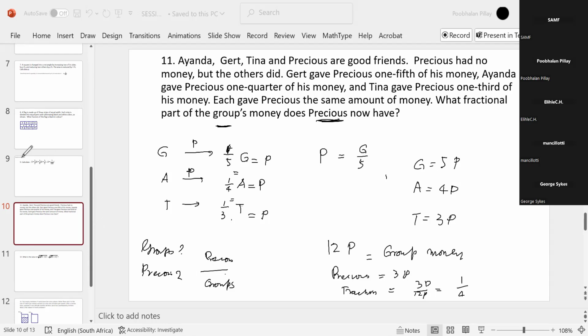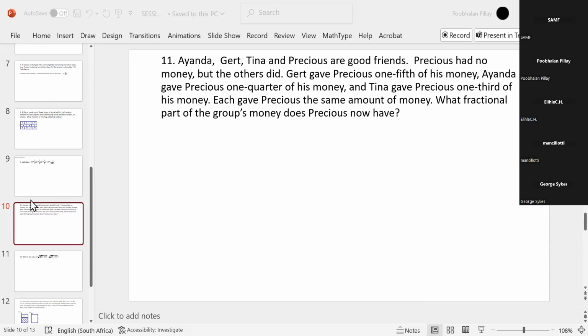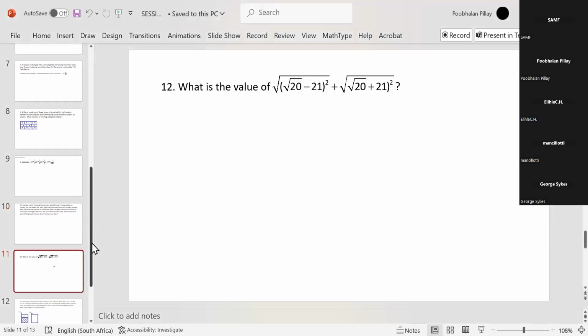Okay, so let's get on to the next question. The next one is this problem here. So what is the value of the square root of this funny looking thing squared, and the square root of this thing, which looks something like that, but it's got a minus plus sign, squared. All right, so we have to calculate the square root of something squared.